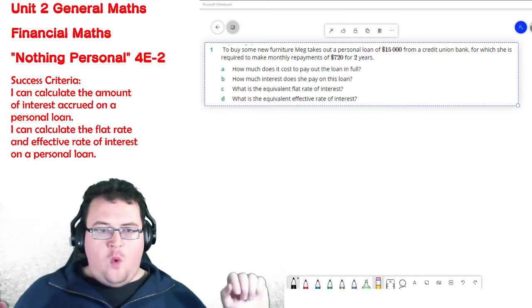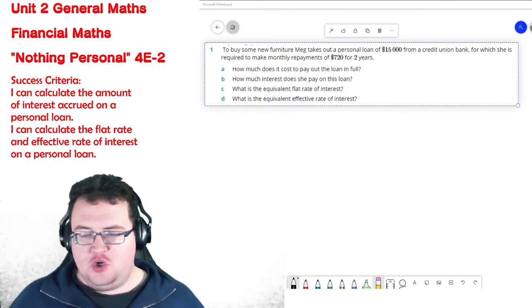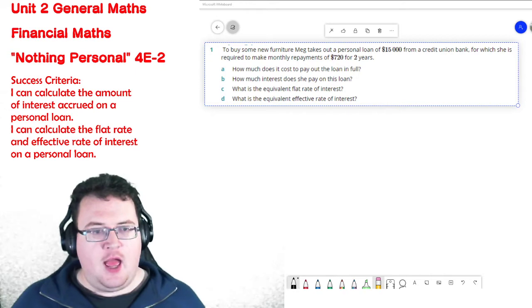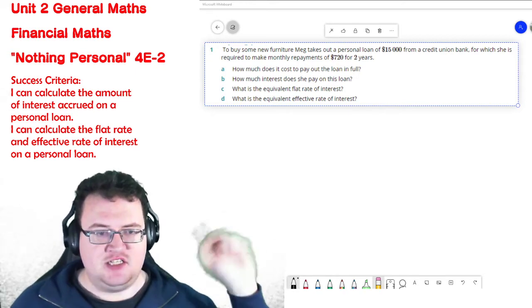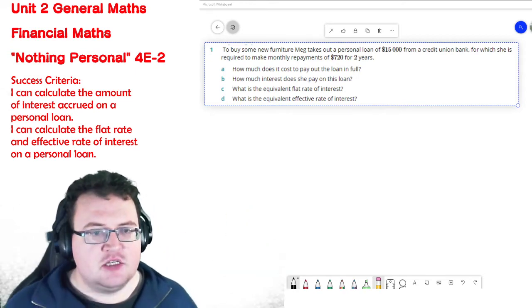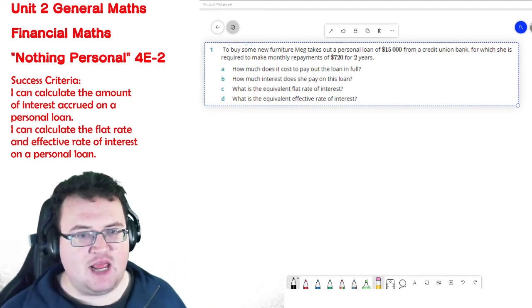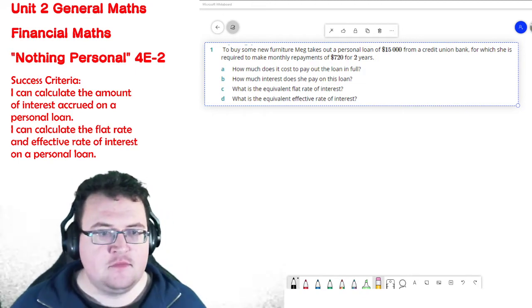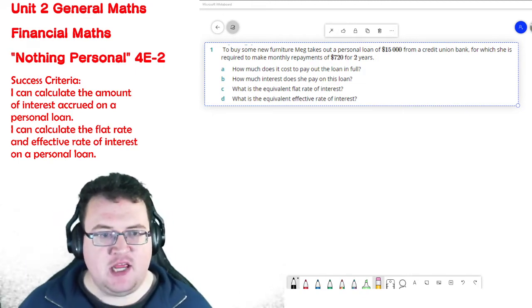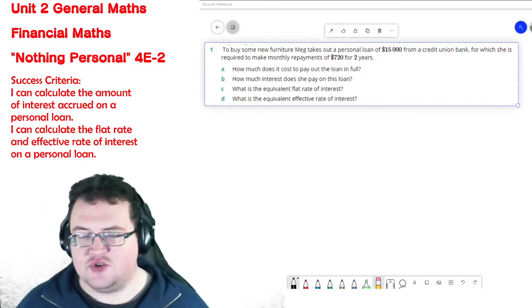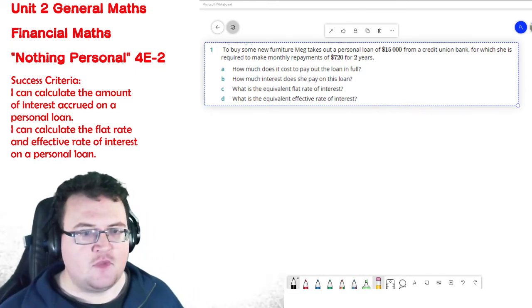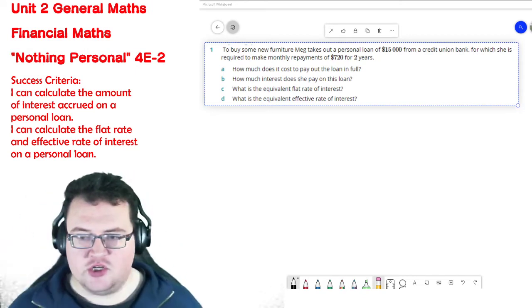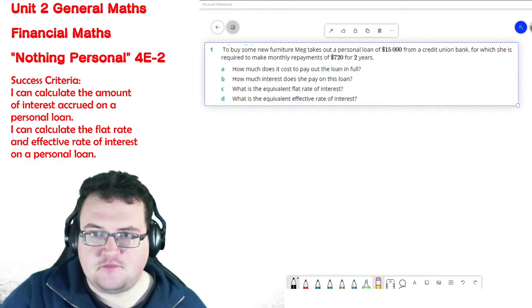So, one of the other requirements for doing any sort of financial maths is doing things involving personal loans. And one of the important things is to work with examples like the one that I've got up here. To buy some new furniture, Meg takes out a personal loan of $15,000 from a bank, for which she is required to make monthly repayments of $720 for 2 years. So how much does it cost to pay out the loan in full?